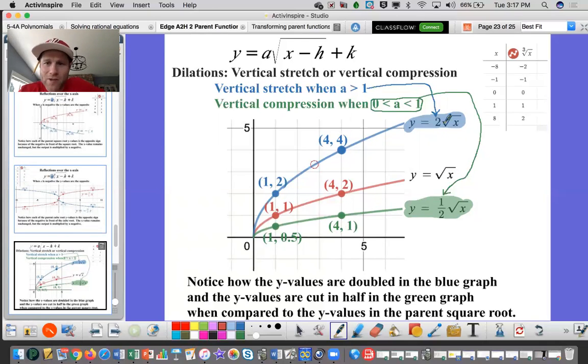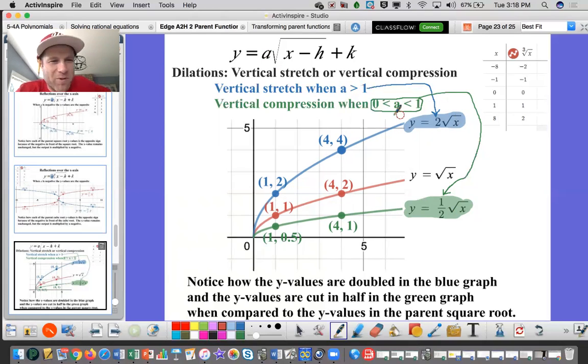If I take this 2 and multiply it by the answer to each one of these, so instead of, we're still plugging in a 4, but then we're going to multiply it by 2, so now my y values are going to be double. So on the blue one, it's going to be at 1, 2 instead of 1, 1. If I take and cut it in half, that's called a vertical stretch when this is a greater than 1 number, a vertical stretch.